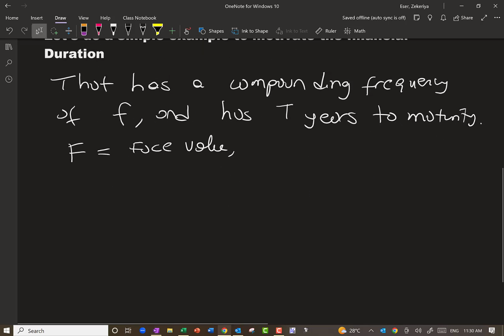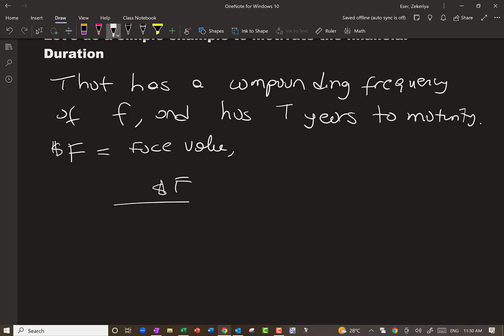and R is the APR. 1 plus R divided by little f raised to the power T times F. Basic present value calculation. All right. So this is value.